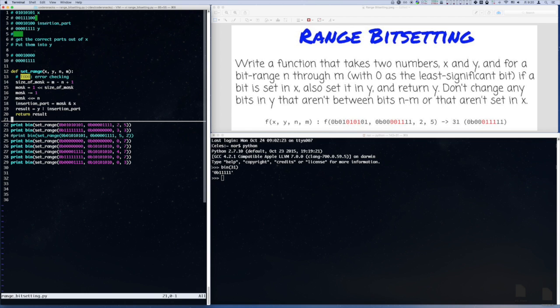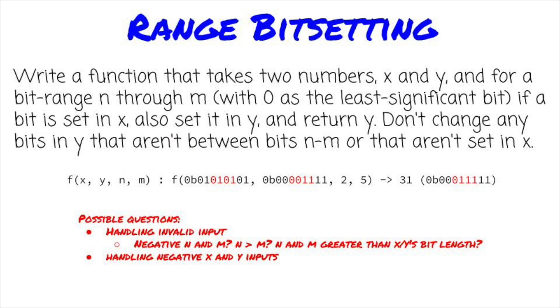In my opinion, the biggest problem in this interview was not asking questions at the beginning. A couple possible questions we could have asked include, what should I do with invalid input? Say negative n and m, or if n is greater than m, or if n and m are greater than our number's bit length. Also, how should I handle negative inputs for x and y, especially in Python?